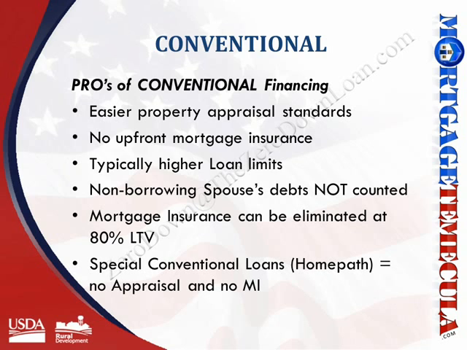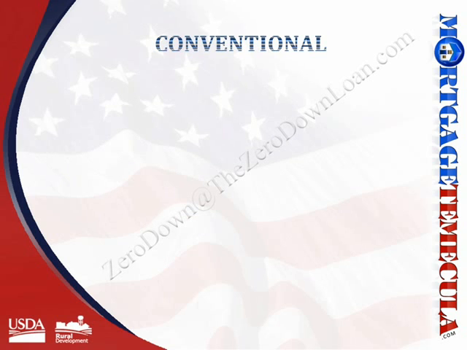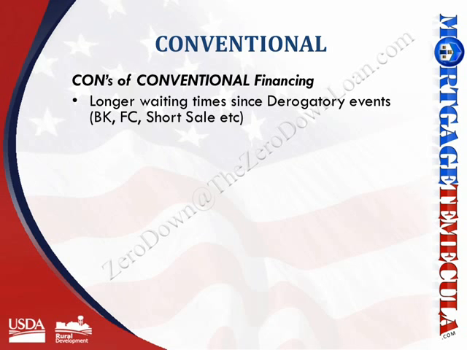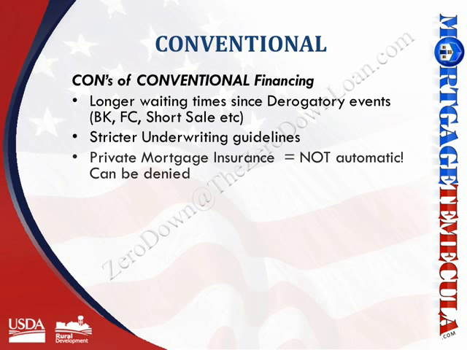And that's in comparison to FHA, where even at 80% loan to value, you have mortgage insurance for the first 5 years. Okay, let's look at the cons or the disadvantages of conventional financing. Typically, longer waiting times since derogatory events such as bankruptcy, foreclosure, short sale, deed in lieu of foreclosure, and so forth. Stricter credit requirements and tougher underwriting rules. Typically, borrowers that go for conventional financing have to have pretty good credit history and high credit scores.